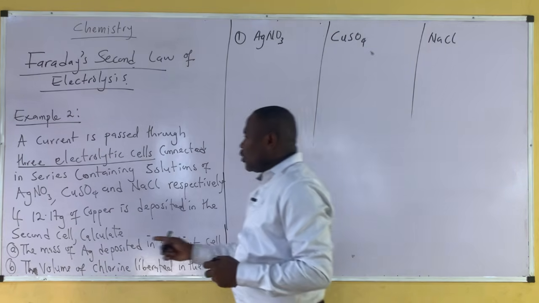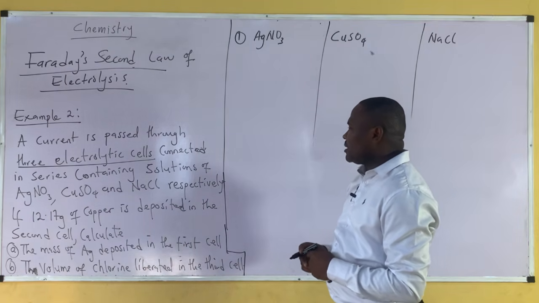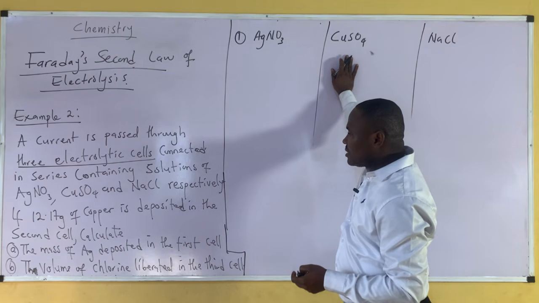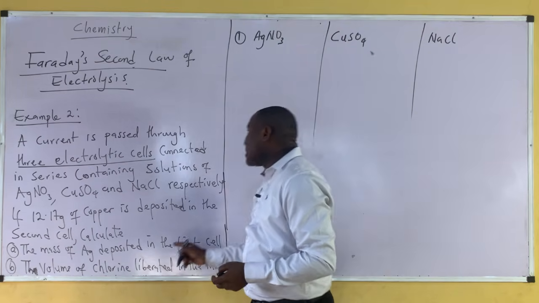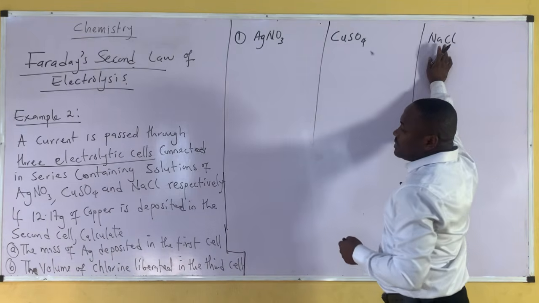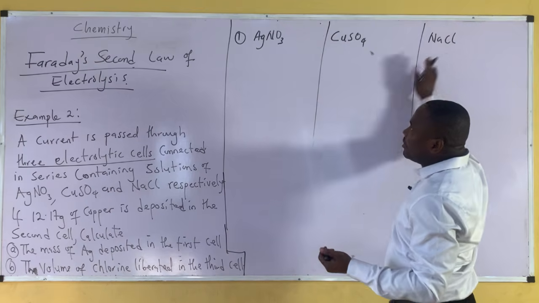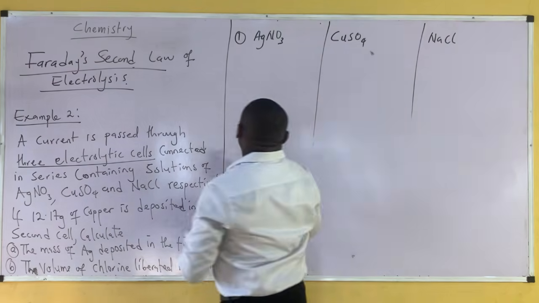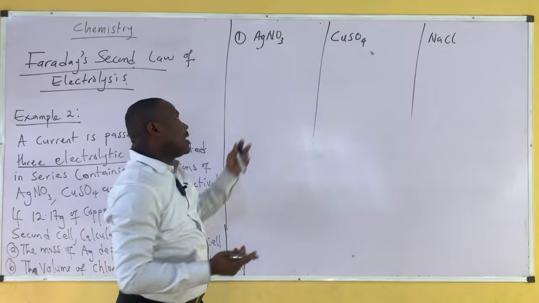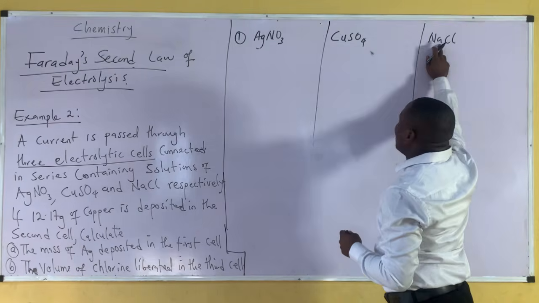Now, if 2.17 grams of copper is deposited in the second cell, that is the second cell, calculate the mass of silver deposited in the first cell and the mass of chlorine deposited. Now remember, this is not molten sodium chloride, it's a solution of sodium chloride. Now let me refresh your memory about why here we're looking for silver, why here we're looking for copper, why here we're looking for chlorine.